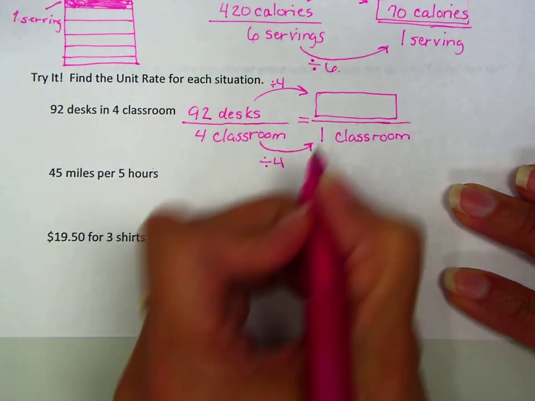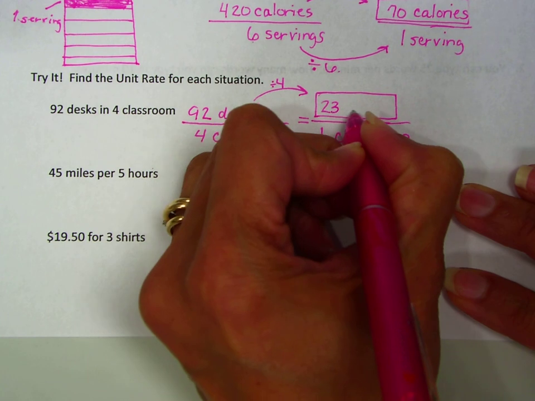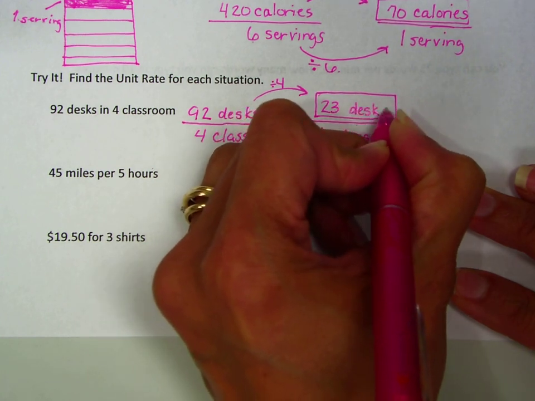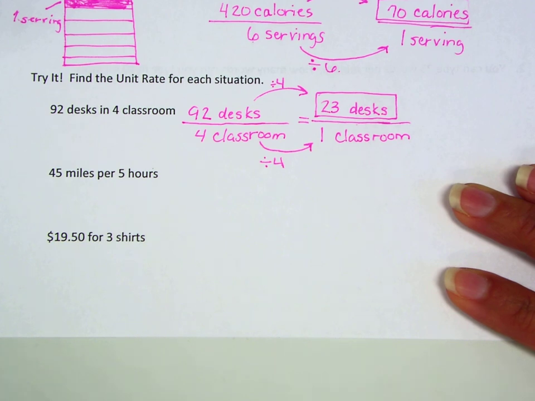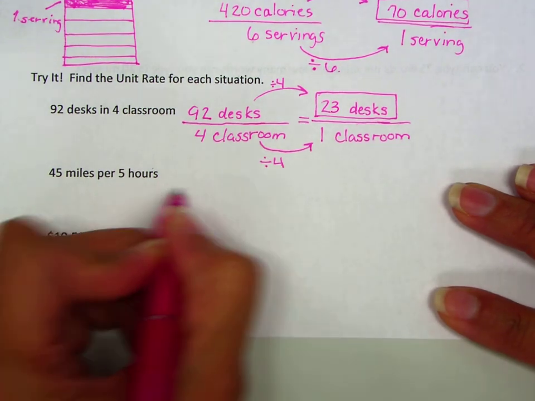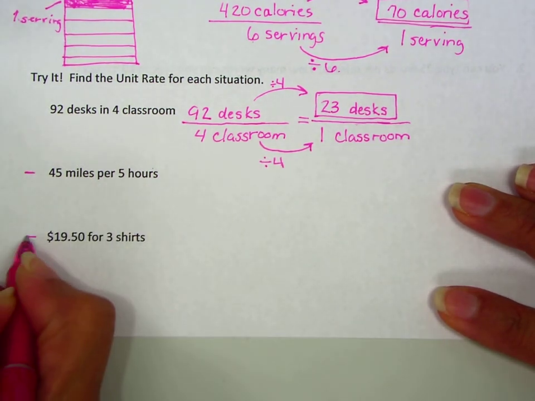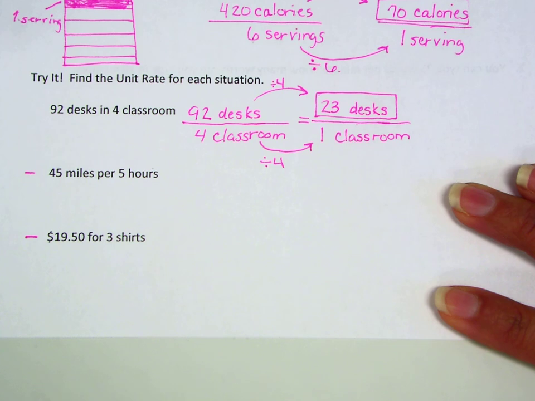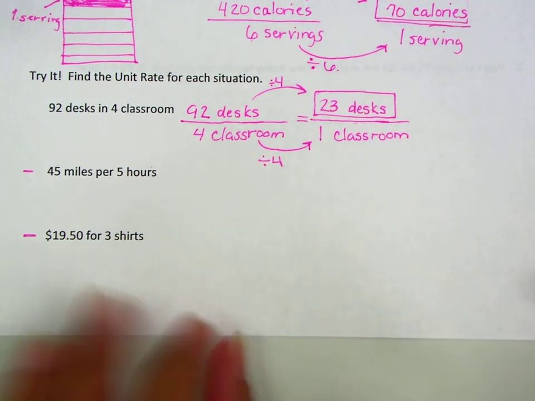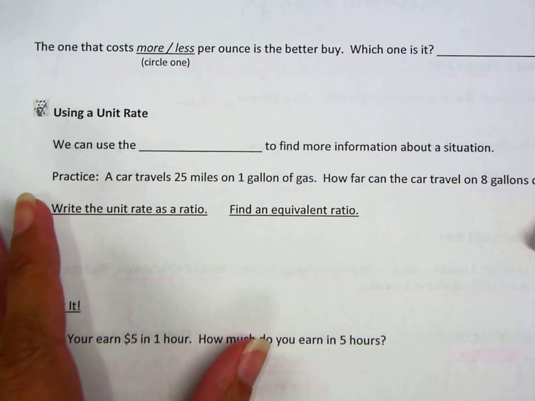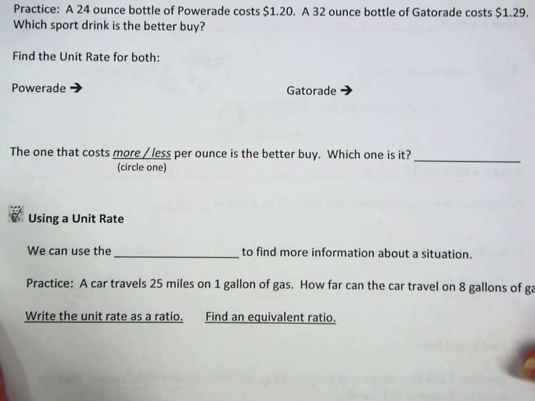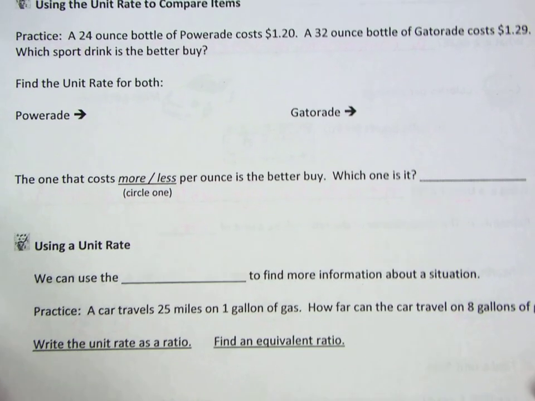And you should have come up with 23 desks. So 23 desks per classroom. I want you to try these two problems on your own and bring them to class tomorrow. So let's turn this over. You can get back to that, and we will turn this over and talk about using the unit rate to compare items.